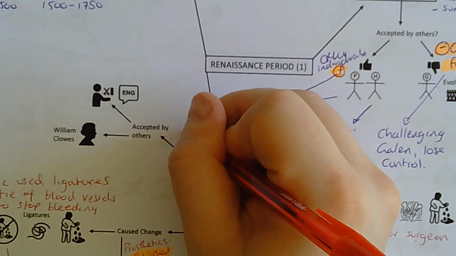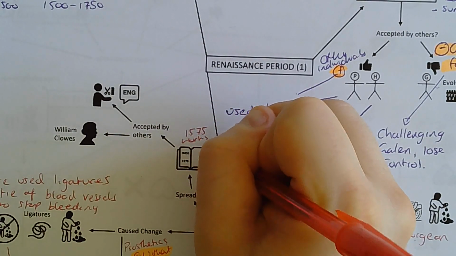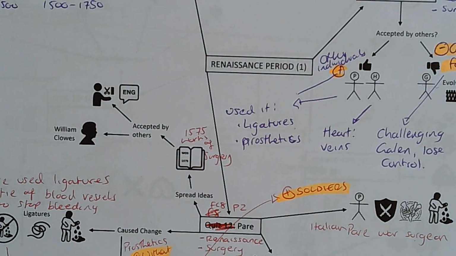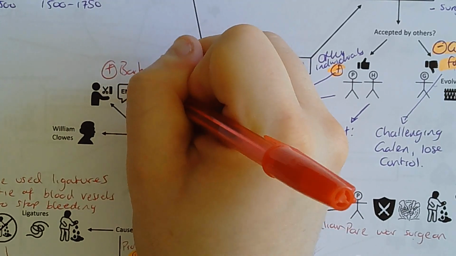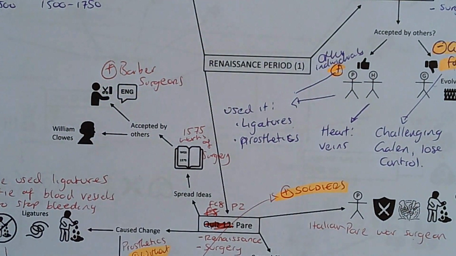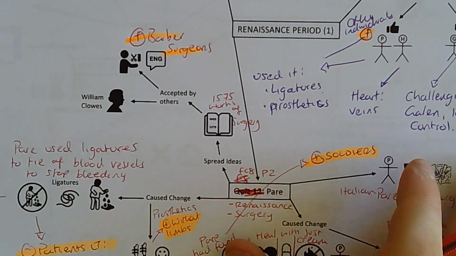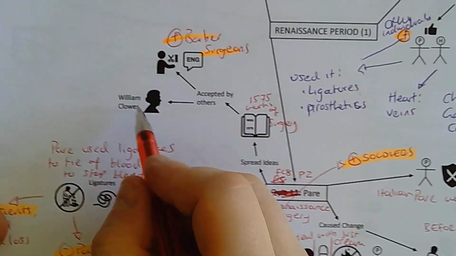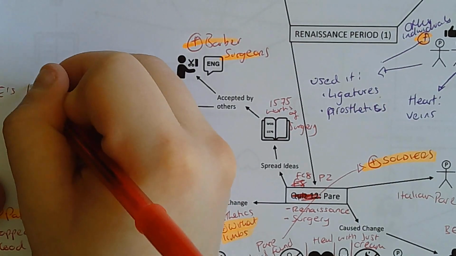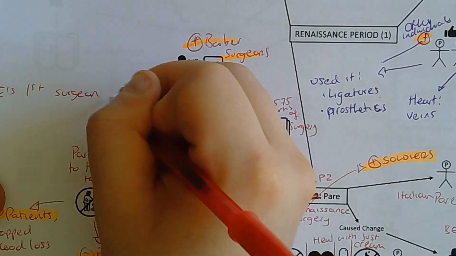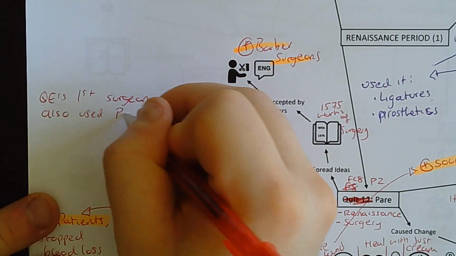And if we look again, just like Vesalius, Pare ended up spreading his ideas. And he did this in 1575 through the Works of Surgery. And again, another group it's important for was barber surgeons in England, who used these methods, therefore obviously helping patients with blood loss, etc. and pain. And we'd also say that Queen Elizabeth I's surgeon also used Pare's methods.